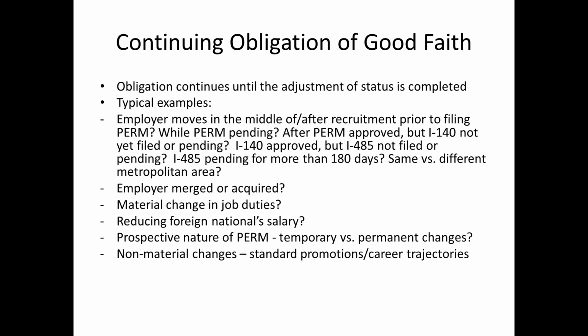What happens if the employer moves? As we said, the PERM is very closely related to the place of employment. What happens if the employer moves in the middle of the recruitment, but we haven't filed the PERM yet, or if the PERM's pending and the employer moves, or if the PERM's approved but the I-140 is not yet filed, how do you file it, with what address? Or if the I-140 is approved but the I-485 is not filed or pending, or the I-485 is pending for more than 180 days. What happens if the employer moves to a different metropolitan statistical area, or what happens if it's the same?